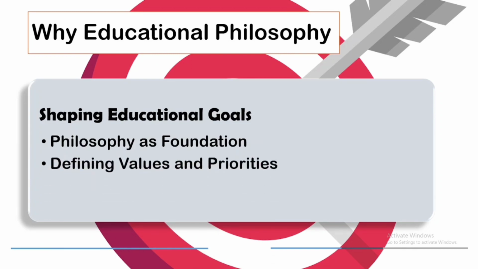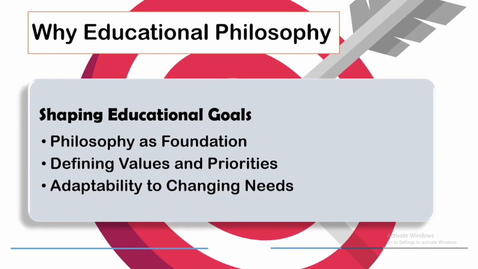Defining values and priorities. Philosophy helps define the values and priorities that educators and institutions aspire to instill in students. Whether it's fostering critical thinking, promoting moral and ethical behavior, or nurturing creativity, the educational goals are deeply rooted in the philosophical underpinnings of the system. Educational philosophy also provides a framework for adapting goals to changing societal needs. For instance, a philosophy that values lifelong learning and adaptability aligns with the goals of preparing students for an ever-evolving world.